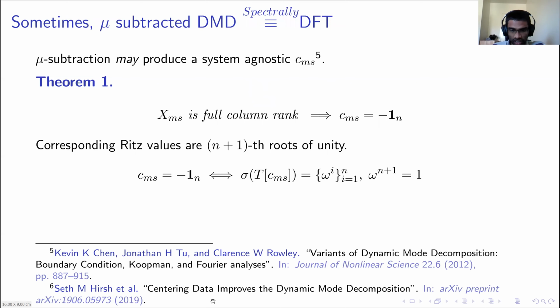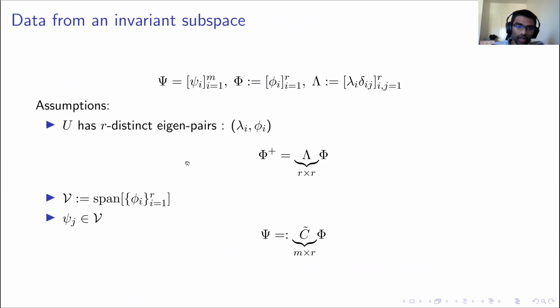Now, this work here by Hirsch and co-workers, they pointed out that this is a sufficient condition and that this rank condition doesn't always hold when you have data from a finite invariant subspace. To be specific, we're going to assume that you have R distinct eigenvalue eigenfunction pairs. We can assume that our observables lie in the span of these eigenfunctions.